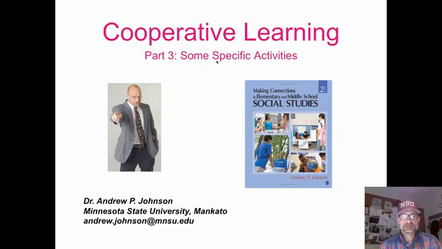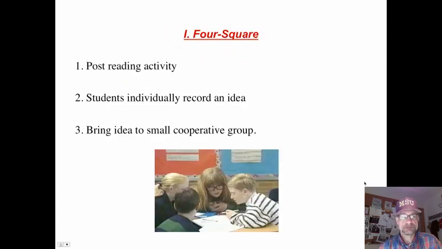This is part 3 of cooperative learning, where I describe a couple of specific activities. More activities can be found in my book. The first one is a very simple idea. It's a cooperative learning activity called Foursquare that can be adopted and adapted to a variety of settings. Again, once you understand the principles, you can adopt and adapt these to a variety of settings.